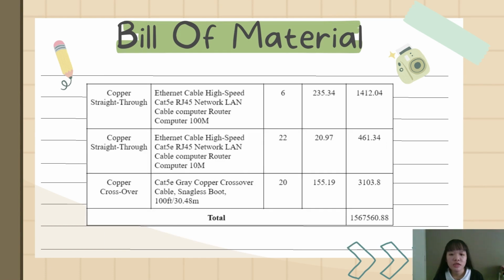Next, we will also need 100 meters of copper straight-through cable, 22 10-meter copper straight-through cables, and 20 copper crossover cables. This table shows the quantity, the price per unit, and the total price, and also a summary of the total price of all elements.